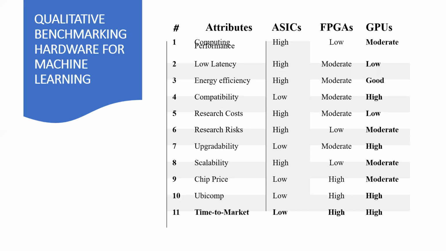We are talking about benchmarking hardware for machine learning, right? There are some attributes: ASICs, FPGAs, and GPUs comparison. If you talk about computing performance, there are high, low, moderate, and if you talk about low latency, energy efficiency, capability, research cost, research risk, upgradability, scalability, chip price, and time to market, there are some highs and lows and moderates too.